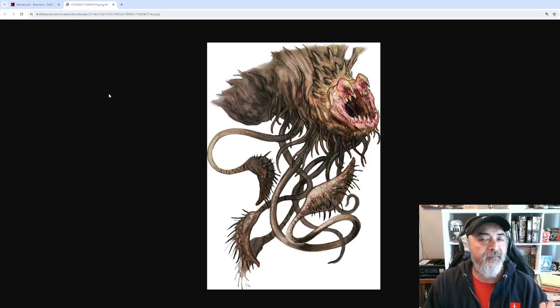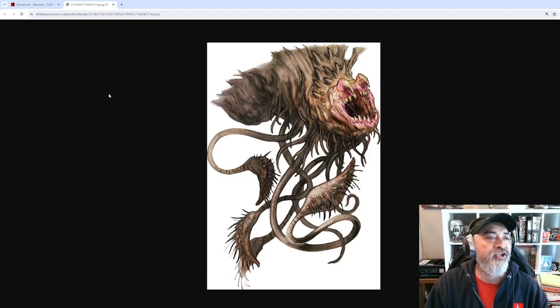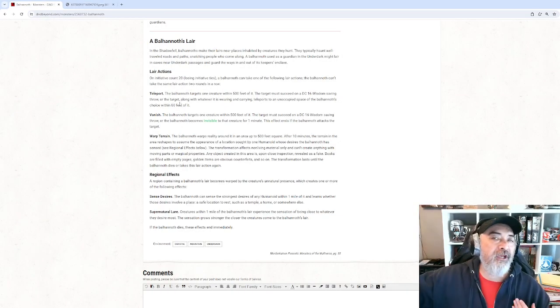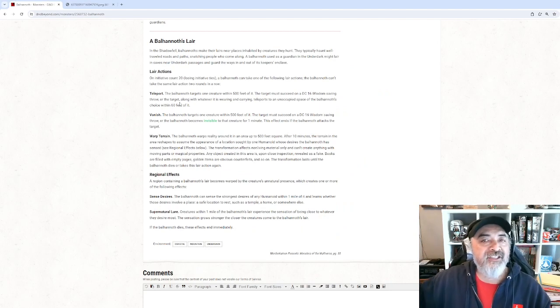Knowing that your players are expecting the MacGuffin to be in there, the Balhannoth has created this illusory construct of this space. So once that is set up and established, then you need to use your teleportation ability to separate the party. Pull someone in there, dispatch them, deal with them, move away from it. Because the lair is not dependent on the Balhannoth's presence once it's set up. The transformation lasts until the Balhannoth dies or takes this lair action again.